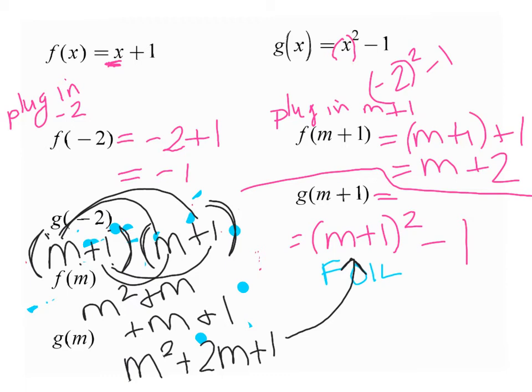When you square a binomial, you have to FOIL. So if I go back to pink now, I really have m squared plus 2m plus 1 minus 1. And these two subtract, so you get this.